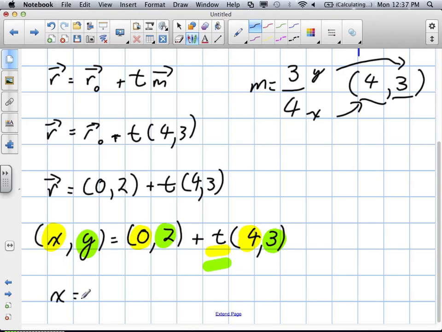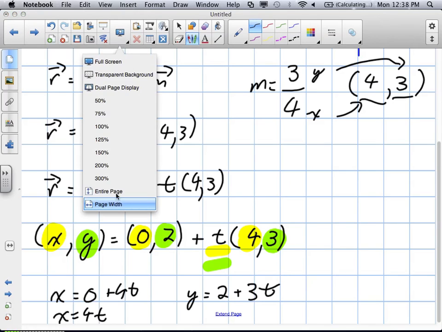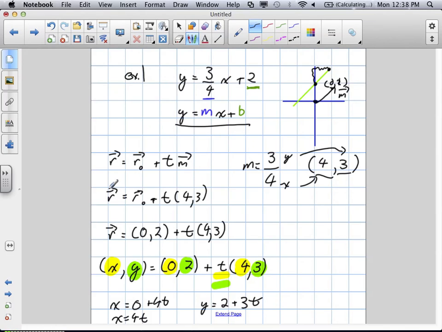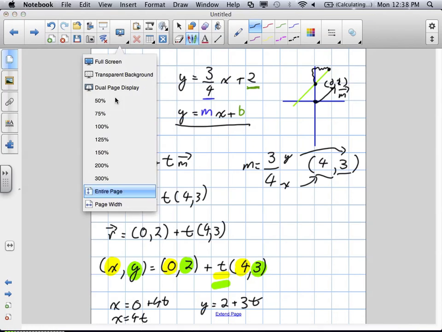So x is equal to 0 plus 4t. X is equal to 4t. And y is equal to 2 plus 3t. And there's our parametric forms of the equation. Put it all together.